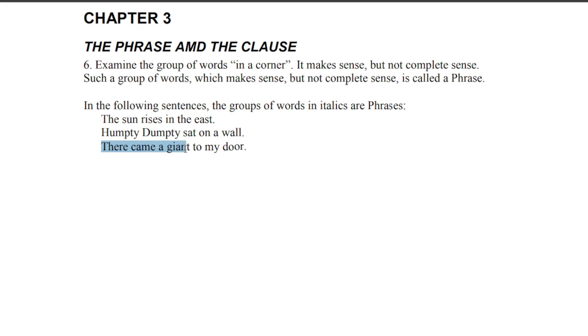There came a giant to my door. A group of words making complete sense, so by definition it is a sentence. But this group of three words, to my door, makes sense but not complete sense, so to my door is a phrase.